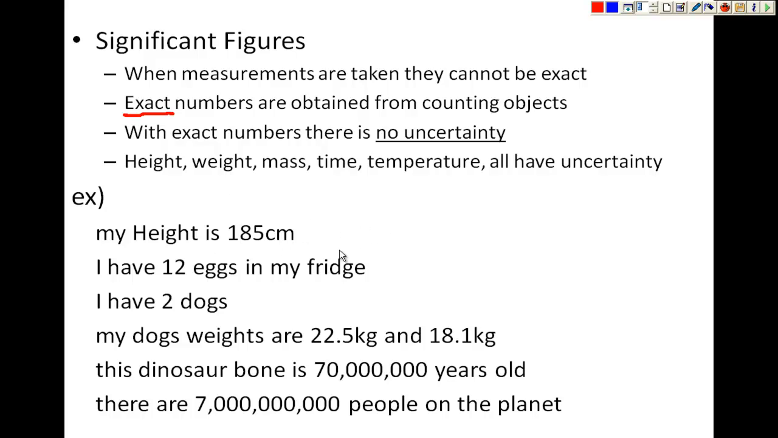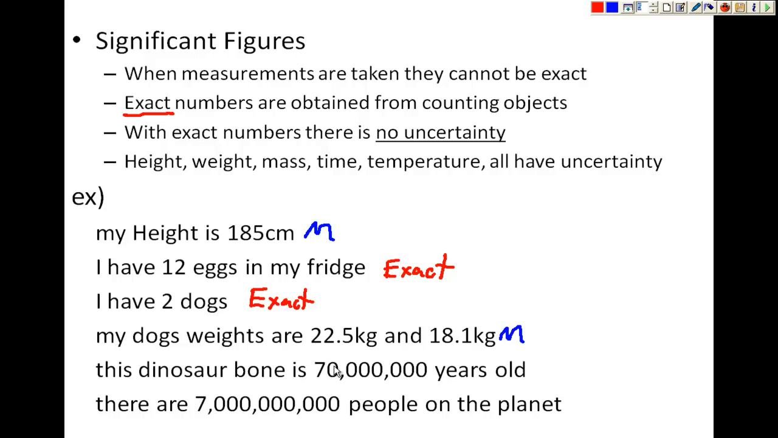So we're going to go through these. As we said, this one has uncertainty. This one is exact. This one is also exact. My dogs' weights are 22.5 kilograms and 18.1 kilograms. These have uncertainty. It might be 22.6 kilograms. It depends a little on my measuring device. How accurate is my scale? How precise is my scale? So these are some examples of things with significant figures. These are measurements, so I'm going to write M beside things that are measurements.